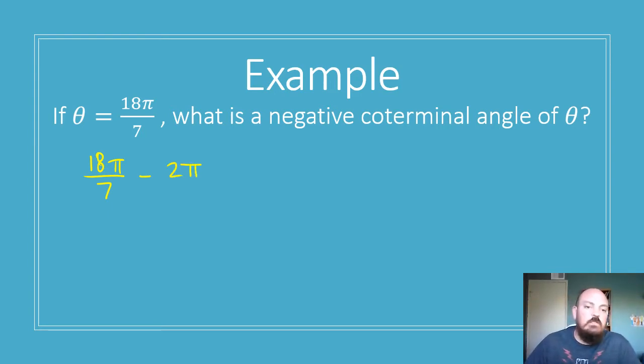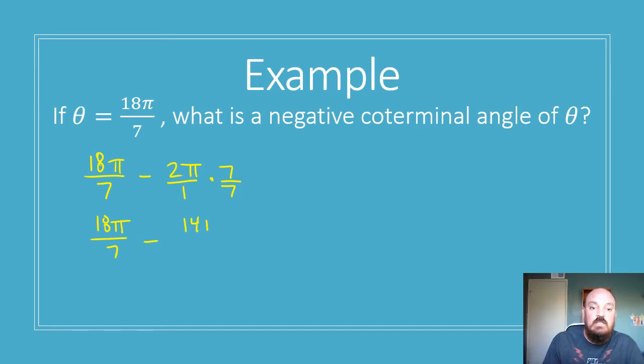And then I say, okay, well, it's a subtraction problem with fractions. I need a common denominator. So let's put the 2 pi over 1. The common denominator would be the 7 for my original angle. So I'm going to multiply top and bottom by 7. And I get 18 pi over 7 minus 14 pi over 7, and that would equal 4 pi over 7. So I found a coterminal angle by subtracting 2 pi, but that's not negative, it's still positive. So it's not the answer I asked you for.